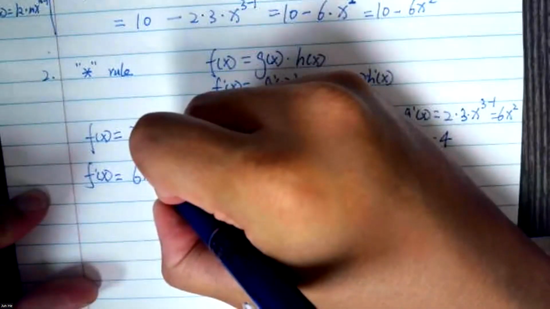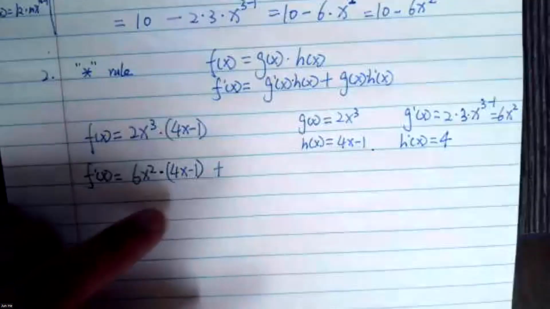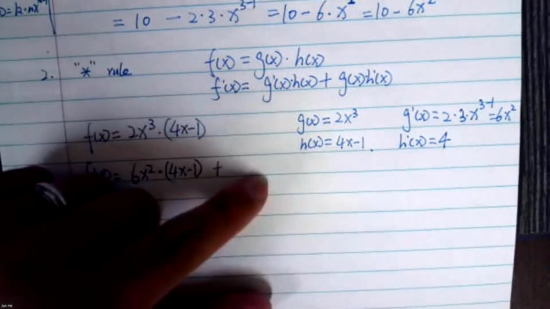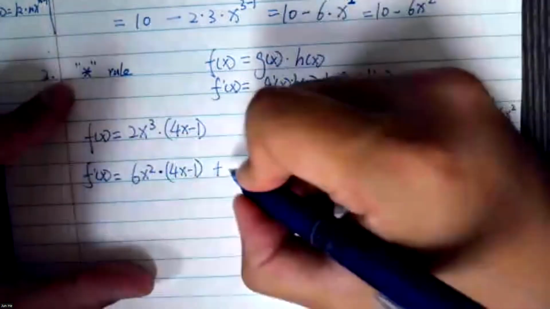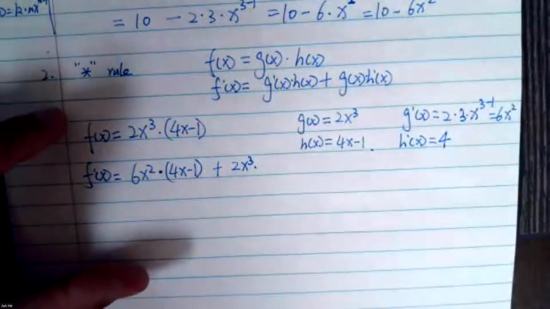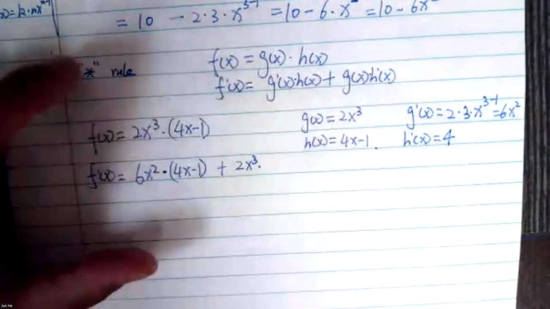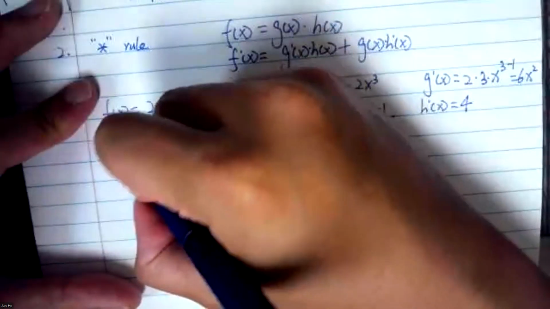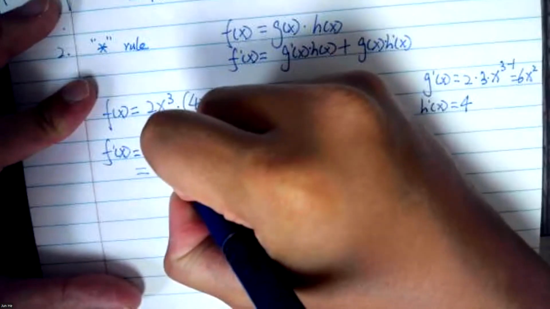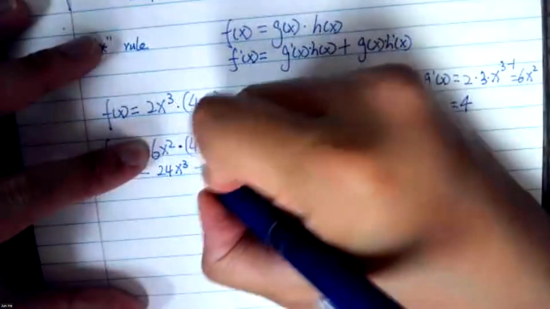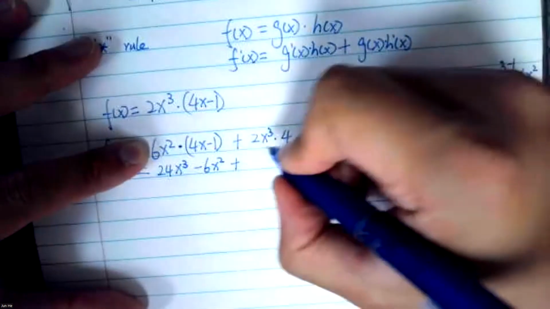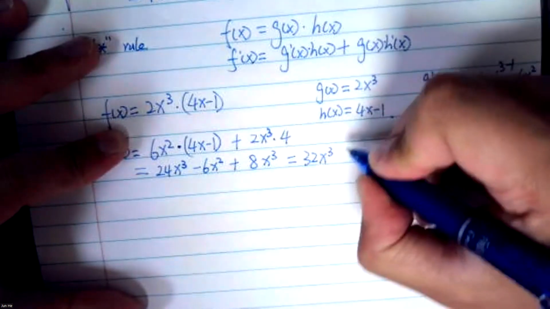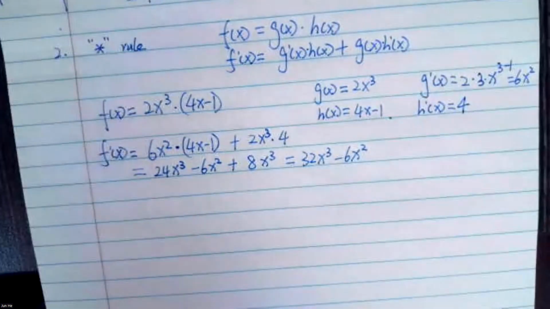plus, now we use a dot to denote multiplication because we have x, right? So plus gx, which is 2 times x cubed, multiplied by h prime x, which is 4, right? Then you can rearrange it. So here it is 24x cubed minus 6x squared plus 8 times x cubed, which is 32x cubed minus 6x squared.